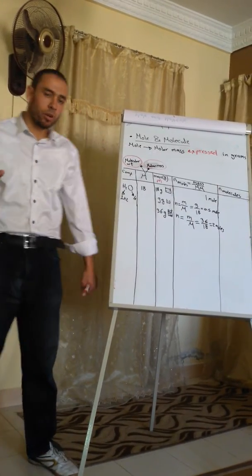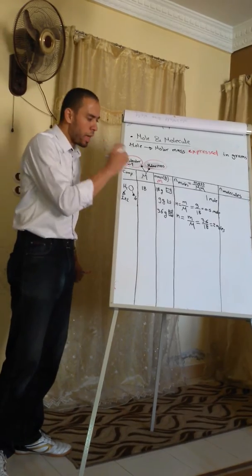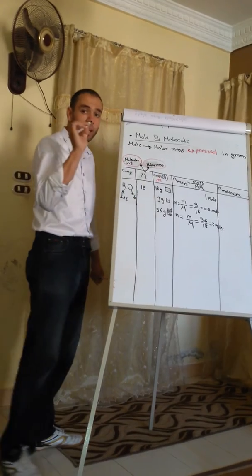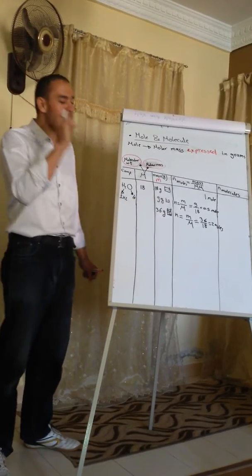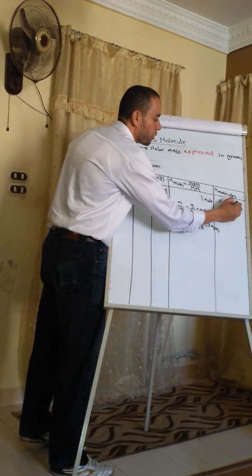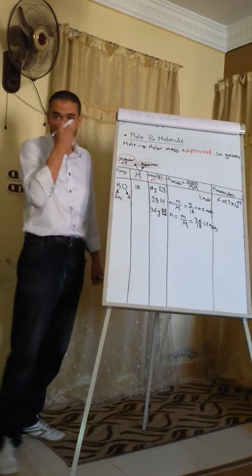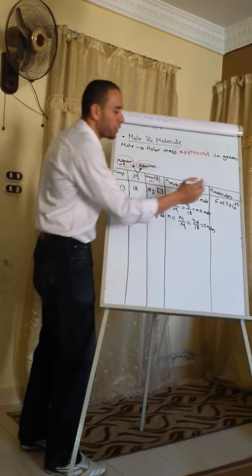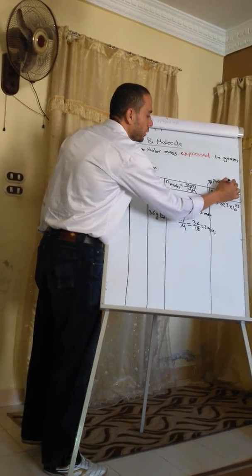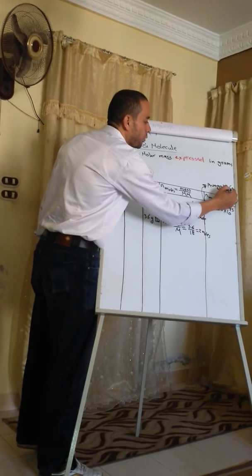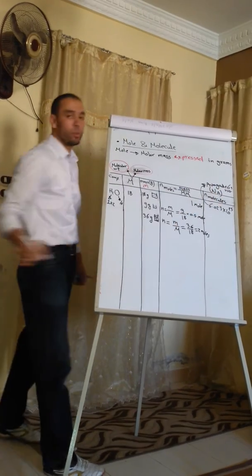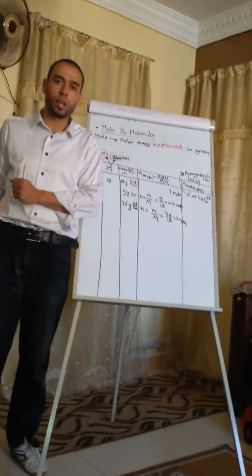Regarding the number of molecules, how many molecules are in these 18 grams? If we calculate or count the number of molecules in this 1 mole, we will find it is 6.023 times 10 to the power 23. The scientist who discovered this number is called Avogadro. So this number is called Avogadro's number. Its abbreviation is Na.